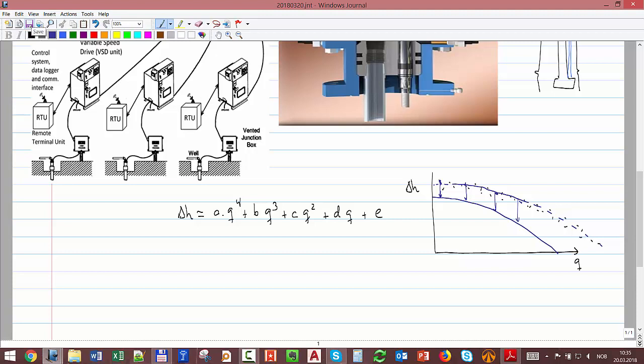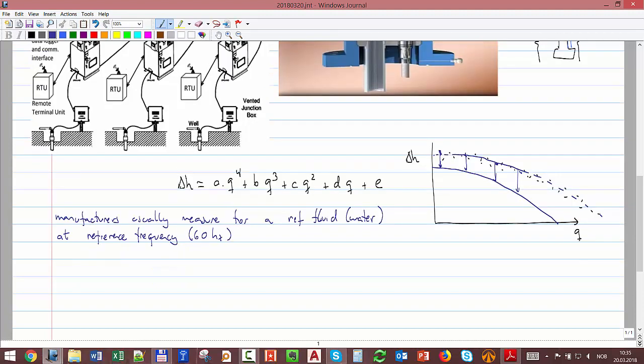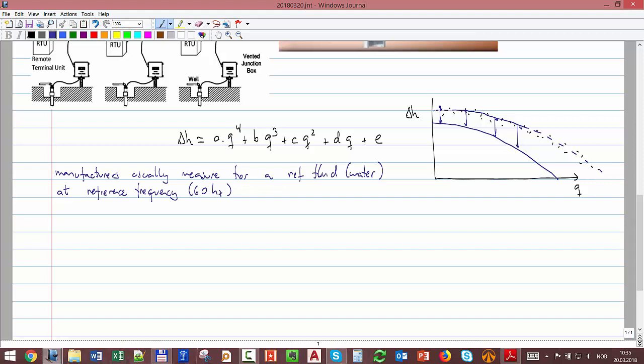This curve is usually measured by manufacturers for a reference fluid, which is typically water, and at a reference frequency, which is typically 60 hertz. So how do we compute for all the other frequencies, if they don't do the measurement?